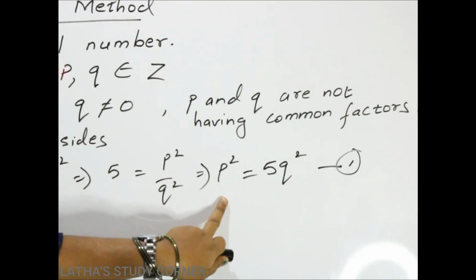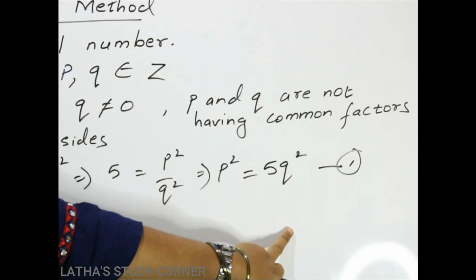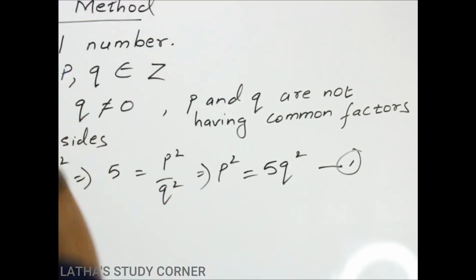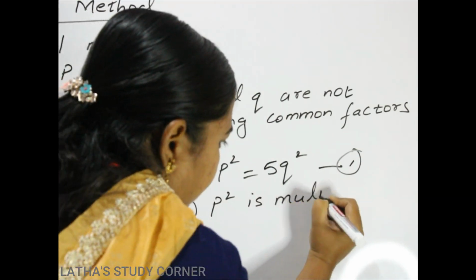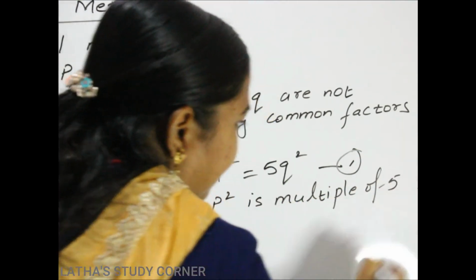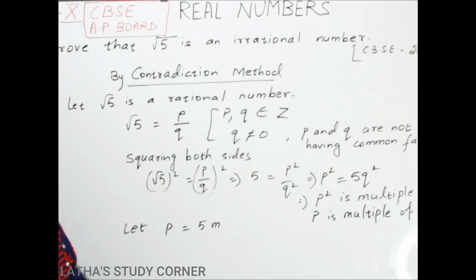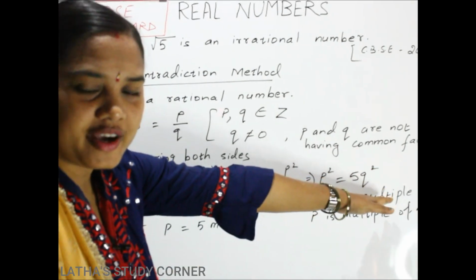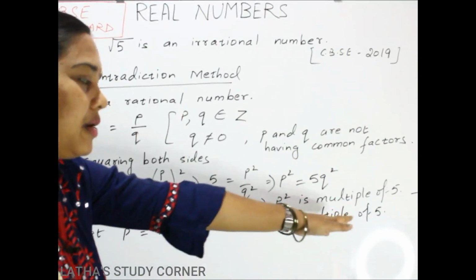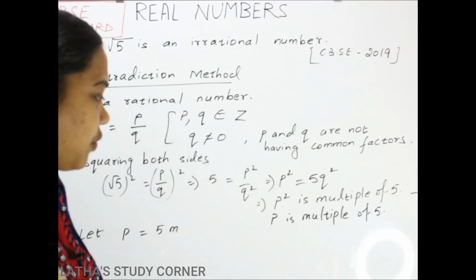So here we can see p square is equal to 5 q square. It means p square is a multiple of 5. It means p is a multiple of 5. Let it be equation number 1. Clear? So here friends, you can see p square is a multiple of 5, so p also will be a multiple of 5. That is our equation 1.